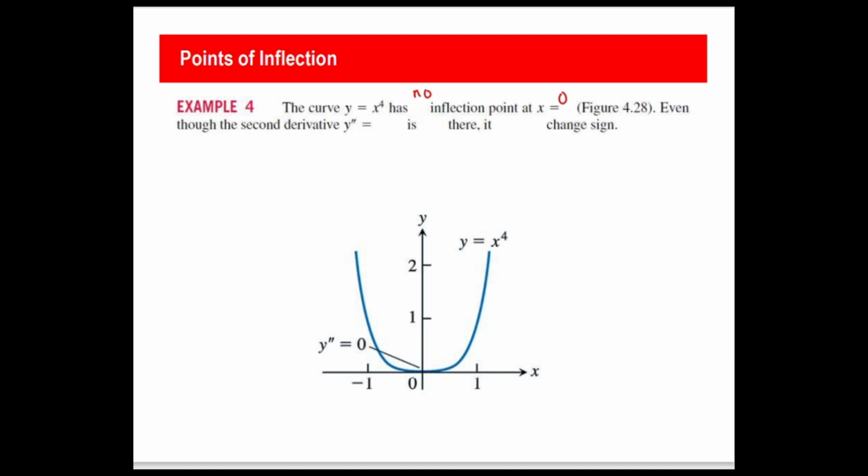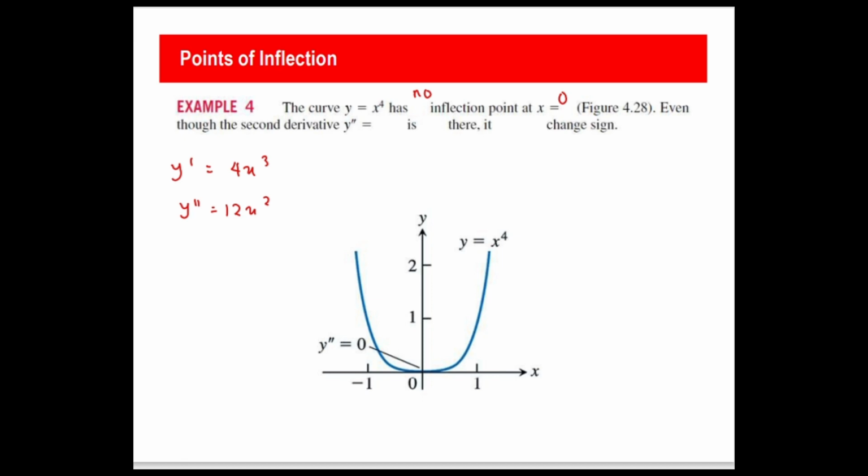Of course, even though the second derivative, we have what? Y double prime. That is fine, y prime first. So y prime here is 4x cubed, and then we have y double prime equal to 12x squared. Even though, remember we have two conditions just now. First one is y double prime, or the second derivative, is equal to 0, or the second derivative is undefined. In this case, when x is equal to 0, our second derivative 12x squared is also equal to 0.